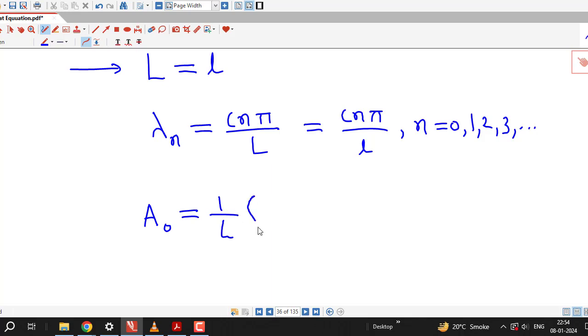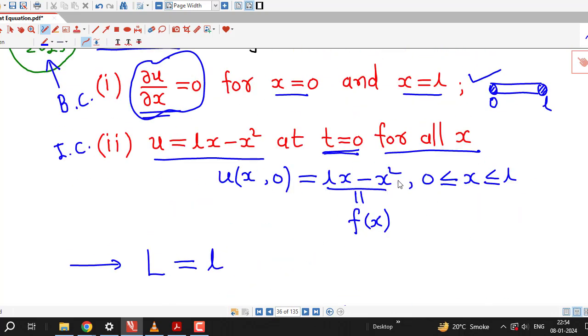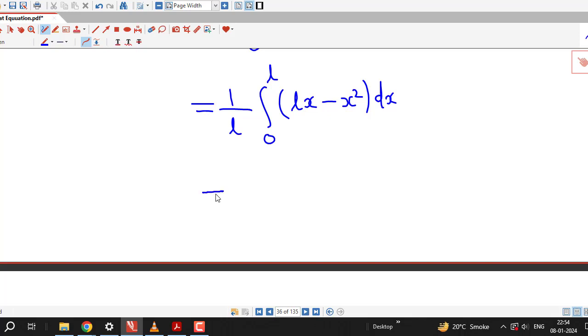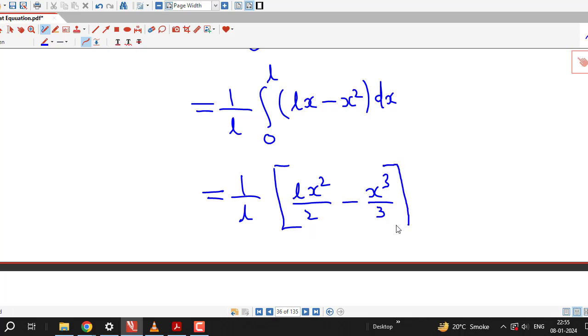a0 is 1 by L integral of f(x) with respect to x. f(x) is Lx minus x square, so we have to integrate that function Lx minus x square, and we replace capital L by small l. Here we have Lx minus x square integral with respect to x. Now this is a simple integral. L times integral of x is x square by 2, integral of x square is x cube divided by 3. Limits of x are from 0 to L.